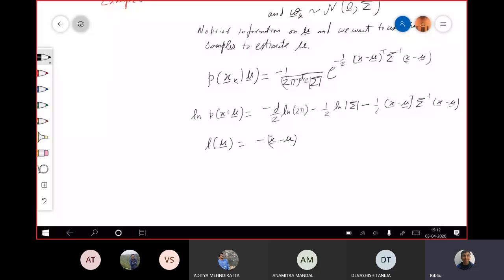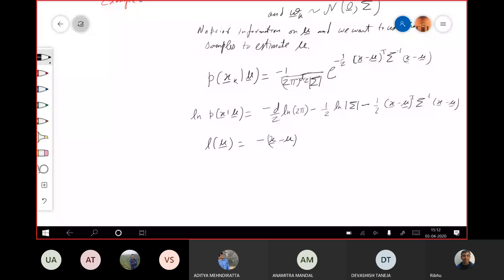Sorry, this needs a slight correction. So this is for xk, this is for xk, this is for xk, this is for xk. Now we have observed these, and L of mu has to account for all of these.